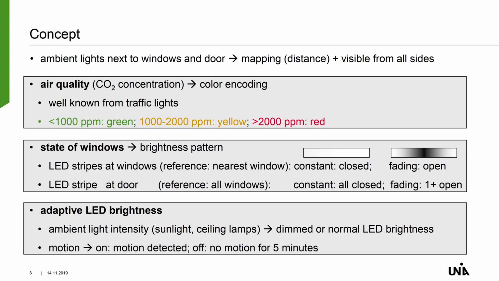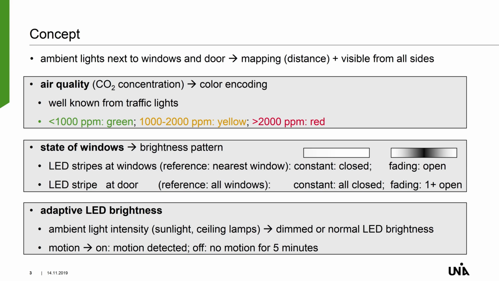At each window and door, we placed ambient lights in form of LED stripes nearby. Since there is just a small distance between them, a relation is recognizable. Additionally, at least one of the LED stripes is usually in the field of vision of the persons in the room. The air quality is determined by the carbon dioxide concentration.